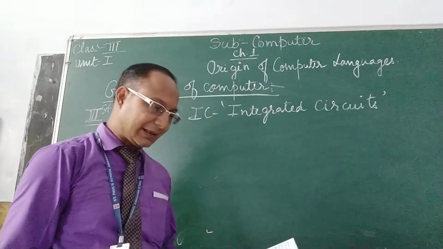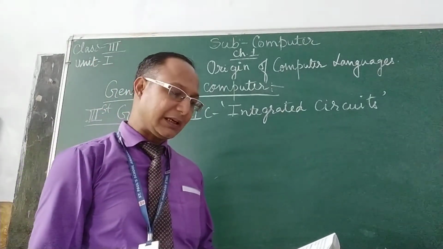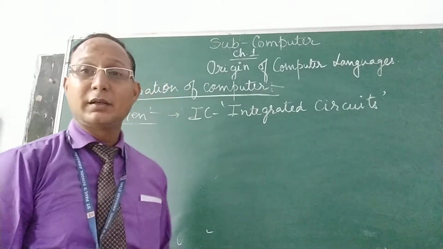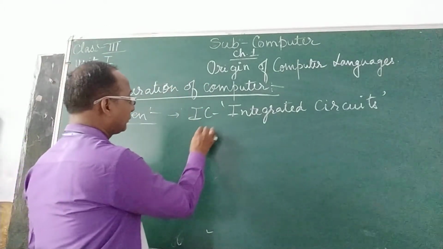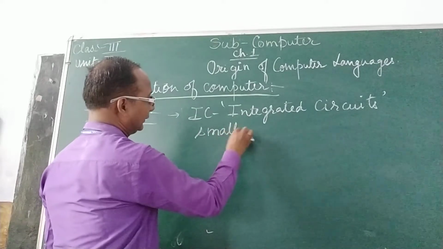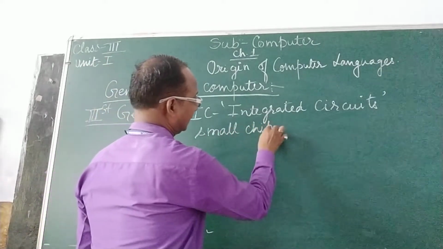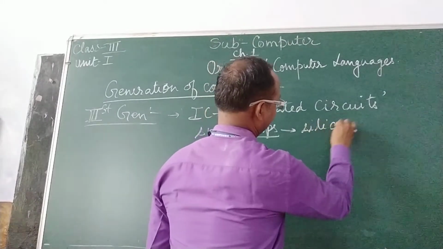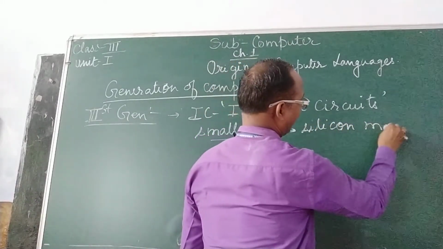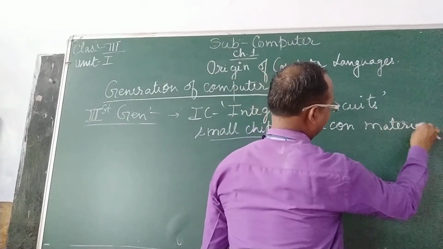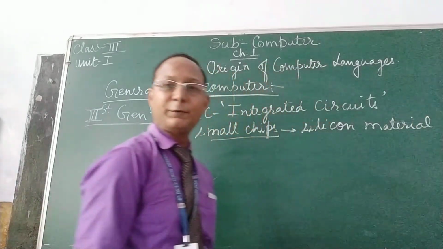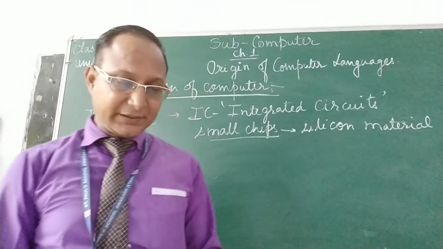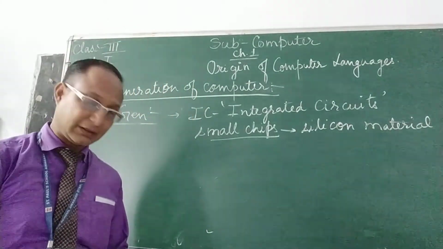In this generation, ICs were developed. ICs were mini chips made of silicon material. These were small chips made of silicon, which drastically increased the speed and efficiency of computers.